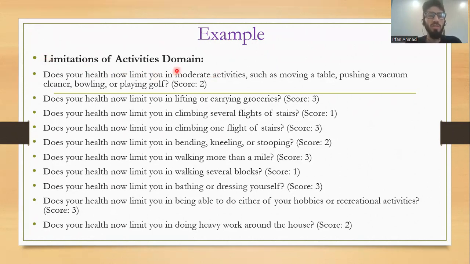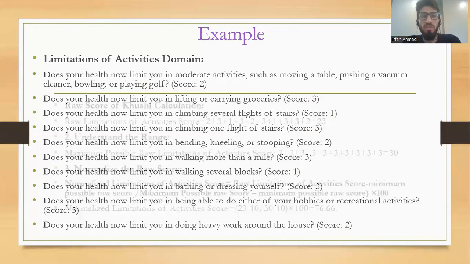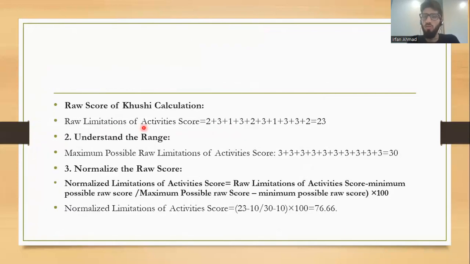The limitation of activity domain has 10 scoring items. This domain has 10 questions, and these are all the 10 questions. Let's take the patient's name as Khushi. Khushi is our patient who completed this domain, and her score is, for this question she has 2, and for this she has 3, then 1, then 3, then 2, and so on. So let's come to the next slide: calculating the raw score for Khushi.